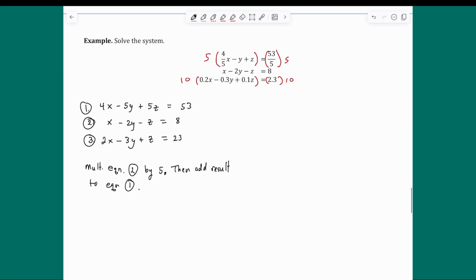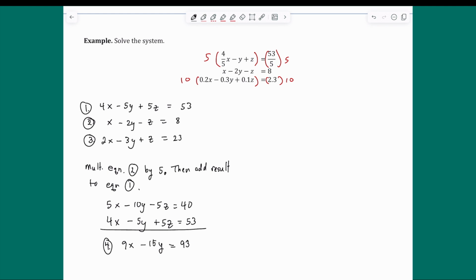All right, so multiplying the first equation 2 by 5, we're going to get 5x minus 10y minus 5z equals 40. Okay, and then I'm going to add this result to equation 1, which is 4x minus 5y plus 5z equals 53. So we're going to add those up, and we see we're going to get 9x minus 15y equals 93. So I'm going to call that equation 4.